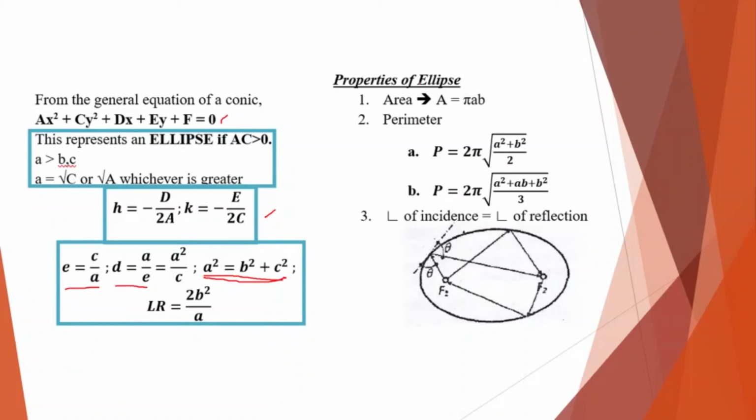Then we have these properties of the ellipse. Okay, in order to get the area of an ellipse, we have this formula here. Area is equal to pi ab. Then how about if we are required to get the perimeter?